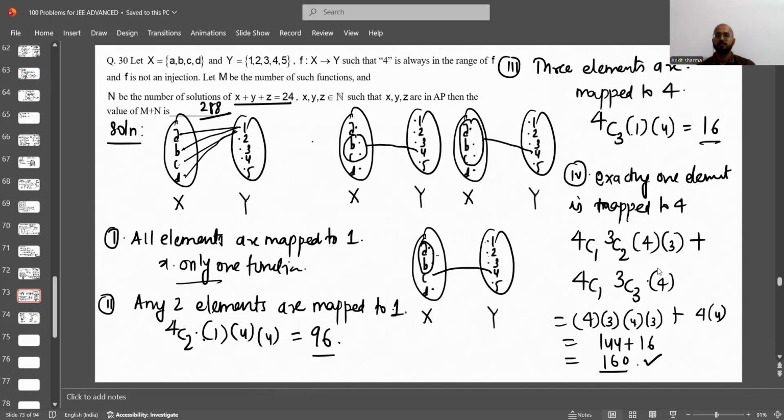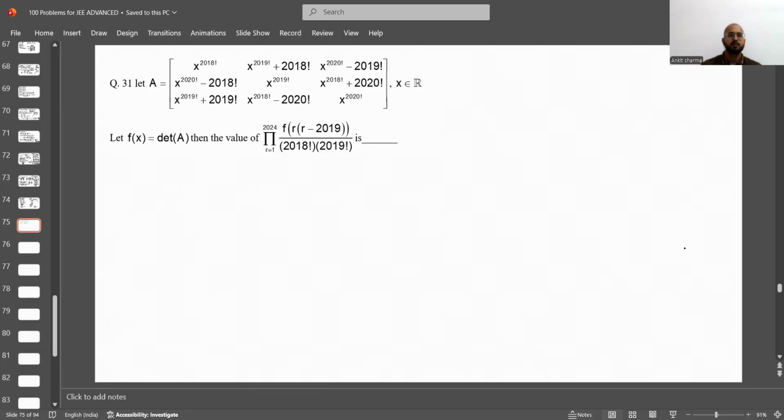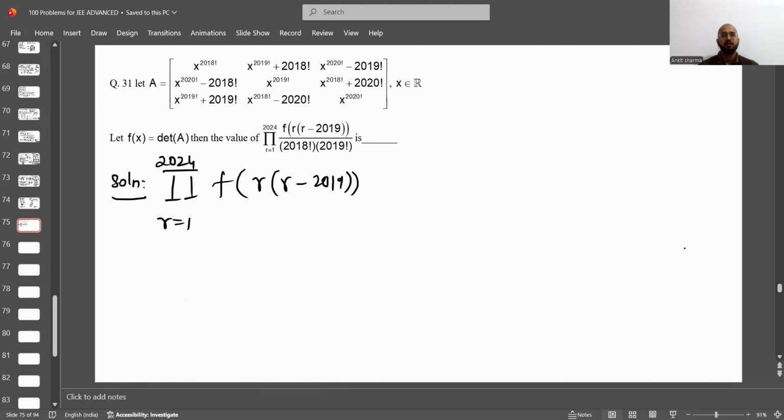Now moving to the next. Okay, so question number 31. This looks like a monster matrix, and f of x is given as the determinant of this matrix, and then we need to find the value of this product, r equal to 1 to 2024, f of r into r minus 2019, over 2018 factorial into 2019 factorial. We need to find out this thing.